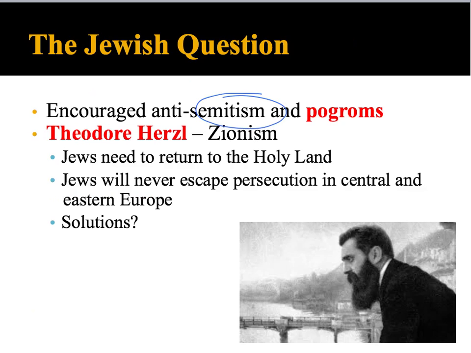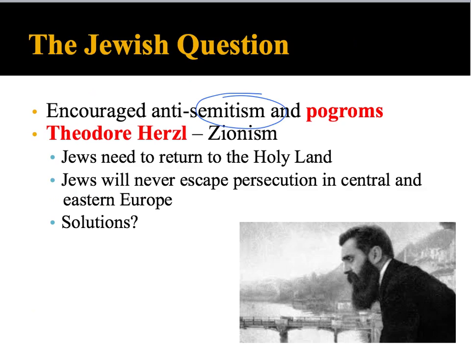There's a guy named Theodor Herzl. He creates a movement called Zionism, and it's the idea that Jews need to return to the Holy Land, that they need to go back home, back to where they started, back to the Middle East, where we see Israel today. FYI, until 1948, there is no country of Israel. So at this point, there is no country, no land for the Jewish people to call their own.